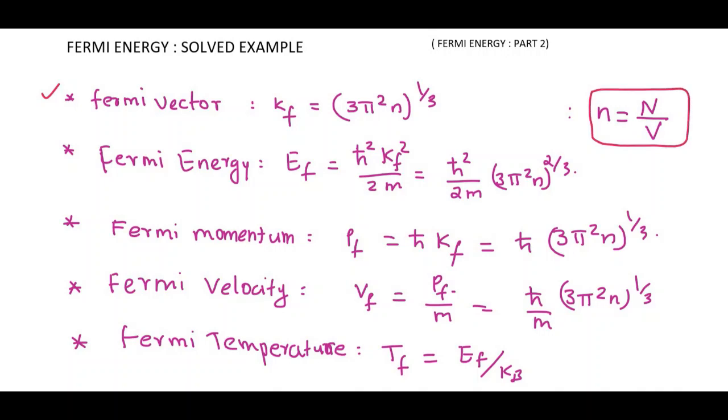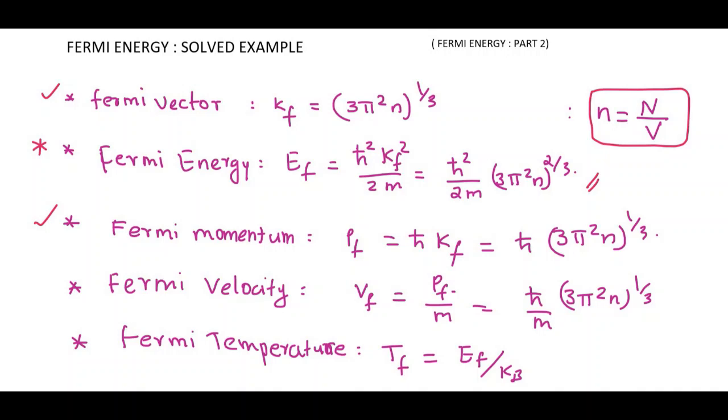Okay, and second one is the most important one, which is Fermi energy. EF is equal to ħ²kF²/2m, which is equal to ħ²/2m (3π²n)^(2/3). This is one of the most important equations, and from there we can construct Fermi momentum pF, which is equal to ħkF, and we already know kF, so ħ(3π²n)^(1/3).